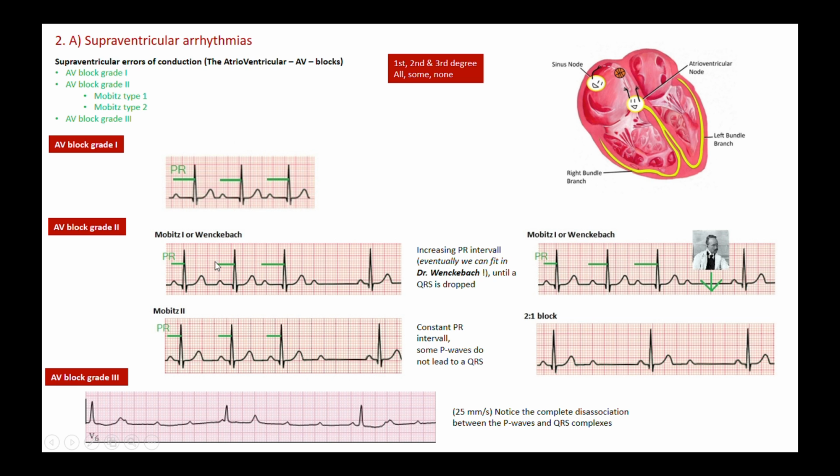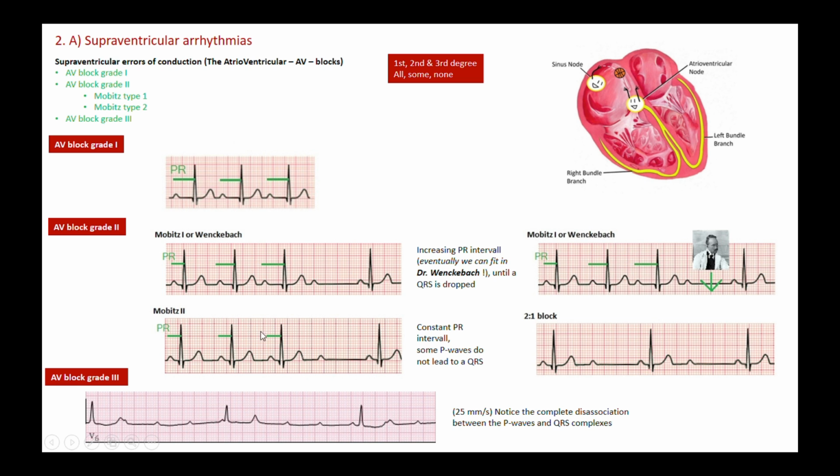And you see, when you have a Mobitz type 1 or Wenckebach, the PR interval gets increasingly longer, more and more prolonged, until a P wave does not lead to a QRS complex. So what we can say, just a nice mnemonic tool, is that eventually the PR interval in Mobitz type 1 or Wenckebach, AV block grade 2, will be so long that you can fit a nice little picture of Dr. Wenckebach in it. Alright, so that's a means of remembering what Mobitz type 1 or Wenckebach is.